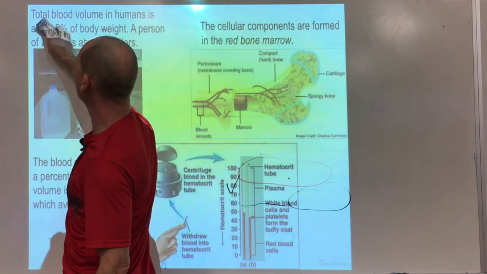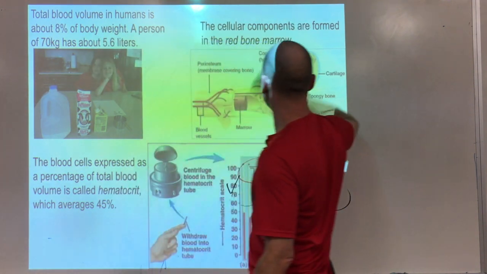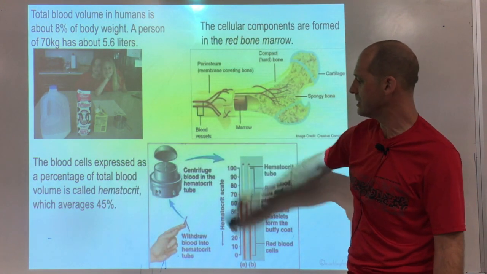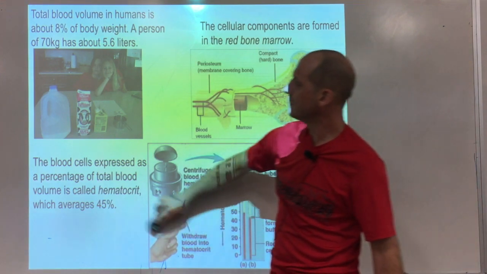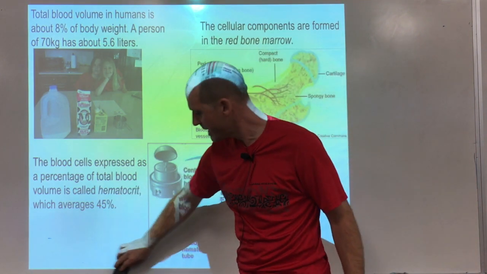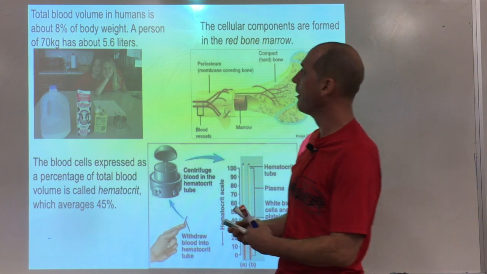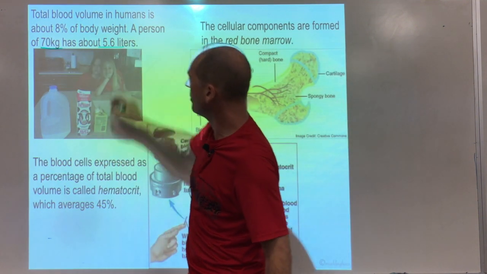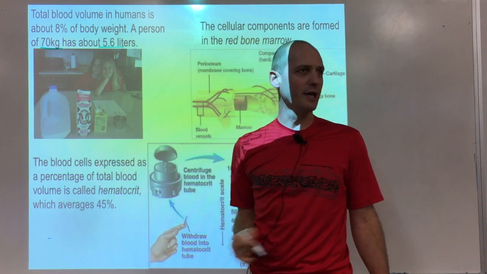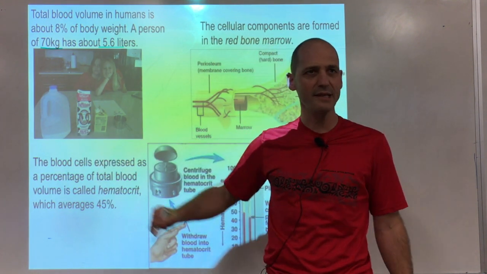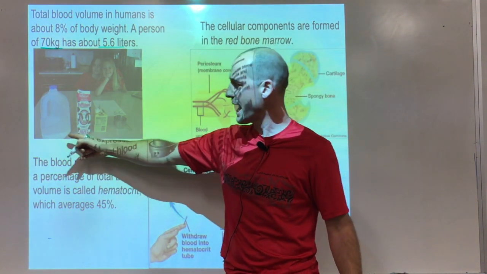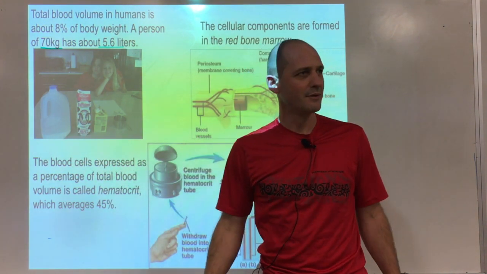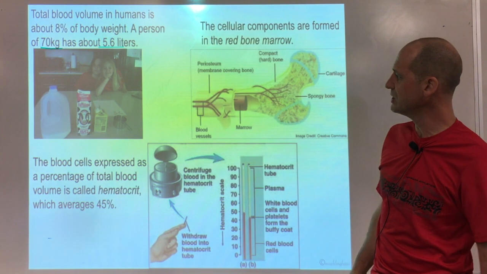When we look at blood volume, it's about 8% of the body weight. A person of 70 kilos has approximately 5.6 liters. There's a gallon, there's a quart, there's a pint, and then there's something else. It's about 5.6 liters, just to visualize it.